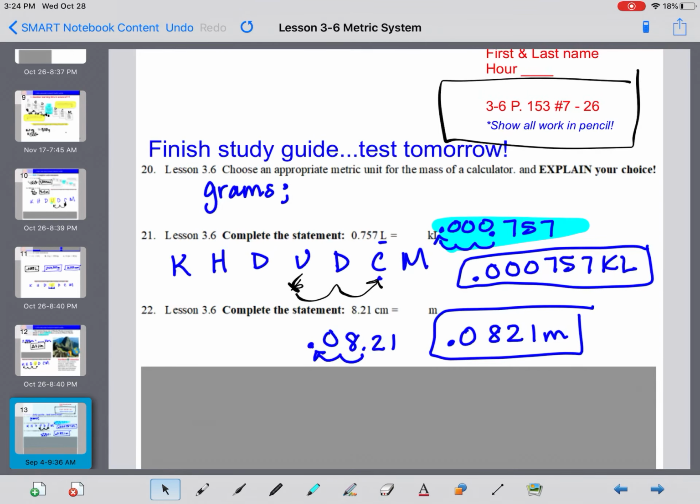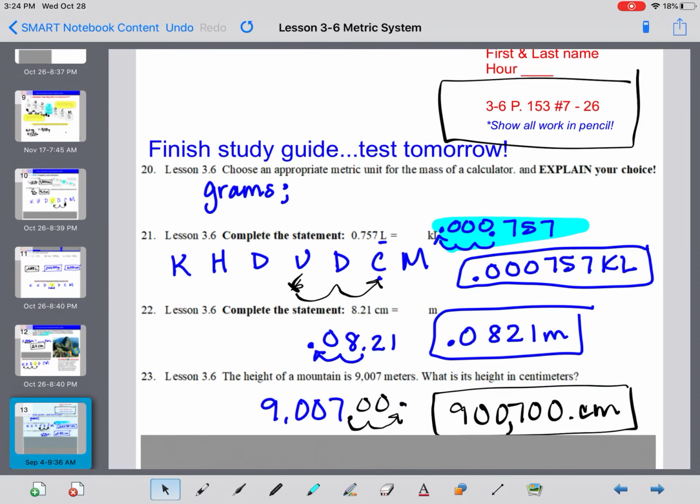Then the next problem, convert 8 21/100 centimeters to meters. That would be moving the decimal point 2 places to the left, and I get 821 10,000ths of a meter. The last one, the height of a mountain is 9,007 meters. What is the height in centimeters? Again, you're going to move the decimal point 2 places to the right, and you get 900,700 centimeters.